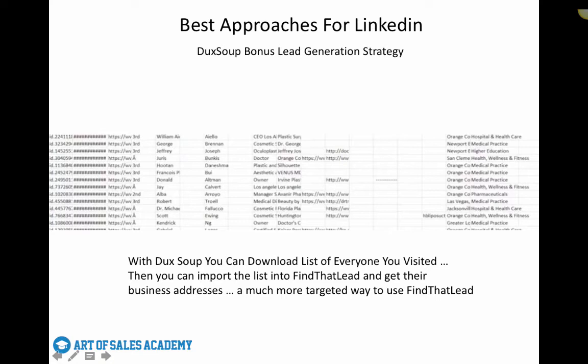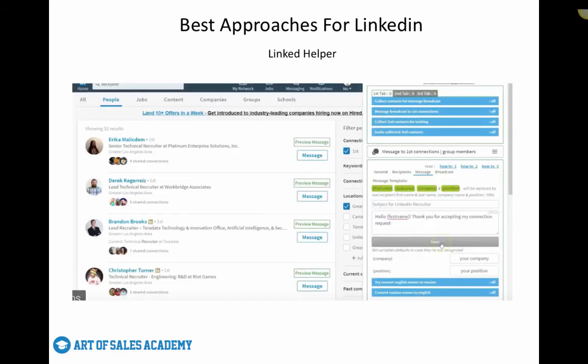What's the point of doing this? Well, it's a lot more targeted. As I showed you before with Find That Lead, you can only use a couple of parameters in order to download a bulk list of contacts. With this approach, you can target really, really well using all of LinkedIn's different parameters, visit all their profiles with Duck Soup or Linked Helper, download this list, enter it into Find That Lead, and then you get everyone's email address in a very, very targeted list. So it's another really great lead generation strategy.